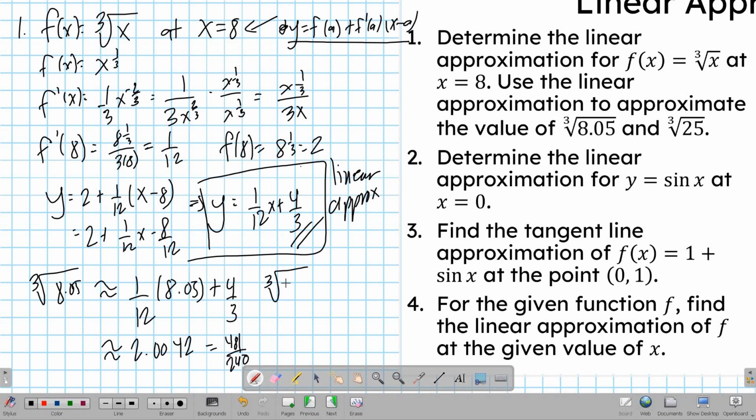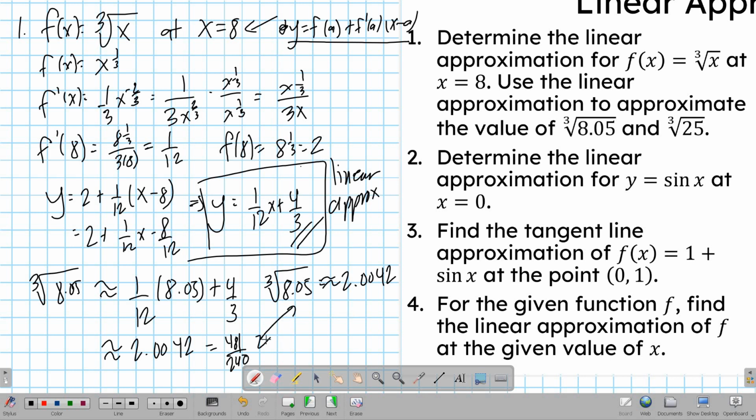Now, if we want to take the actual cube root of 8.05, that will be equal to 2.0042 as well, to 4 decimal places, which is a good approximation.